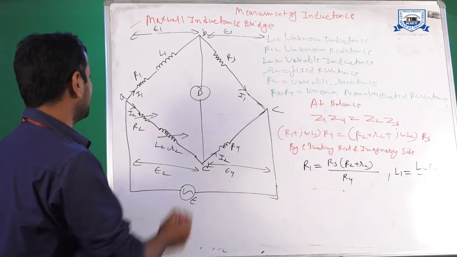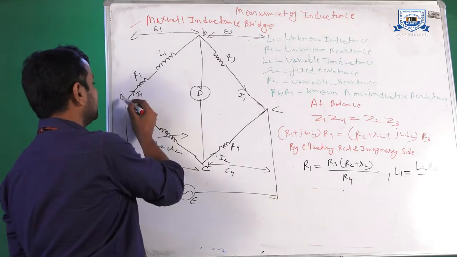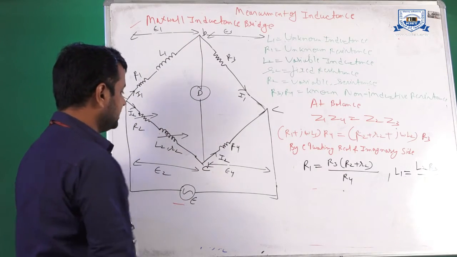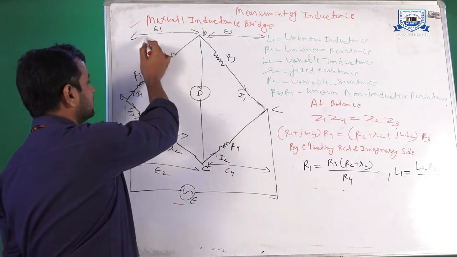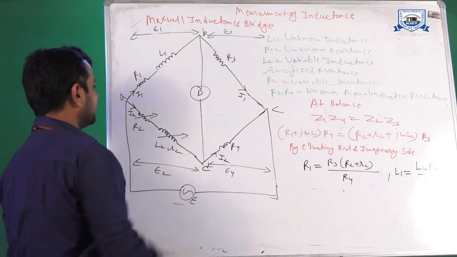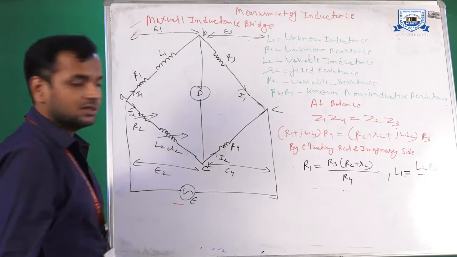Here you can see that four branches are there, and the points are given as A, B, C, D, and the AC supply has been given. The voltage drops across the branches are E1, E2, E3 and E4, and that is the detector, and the current in this branch is I1 and in this branch is I2.